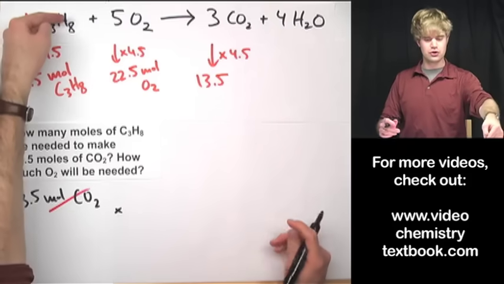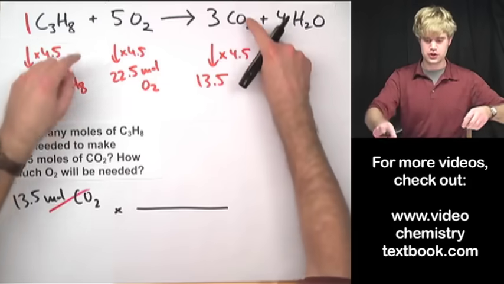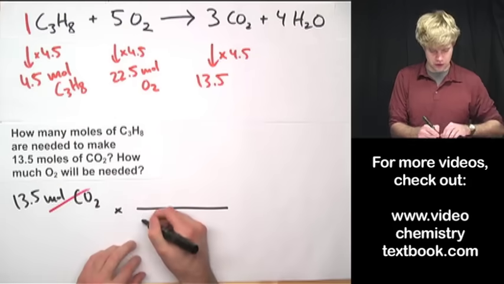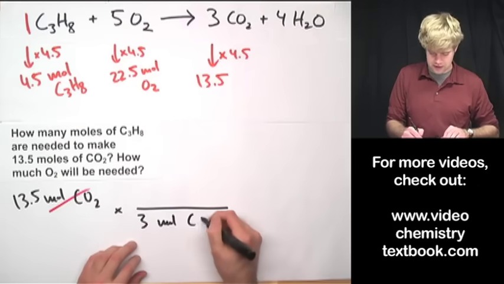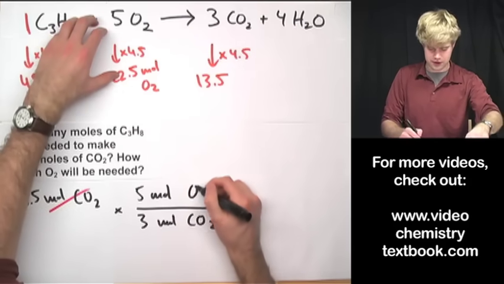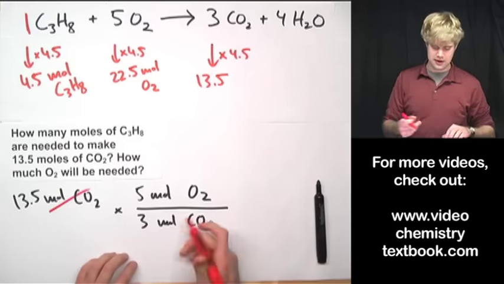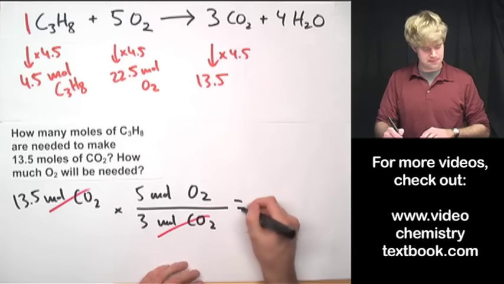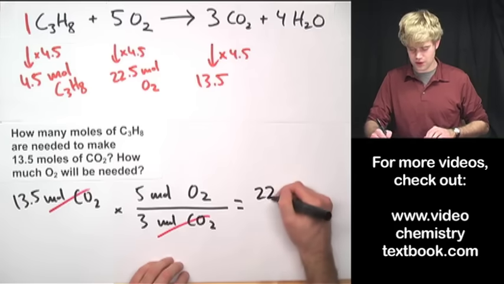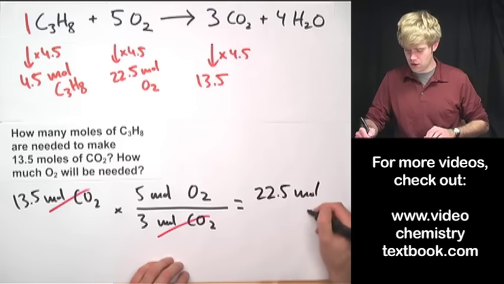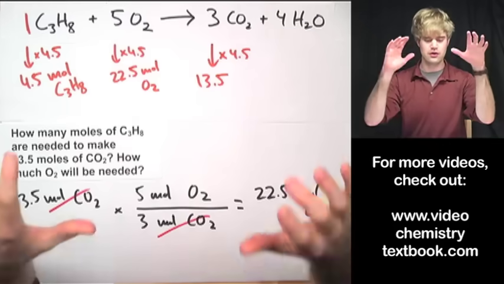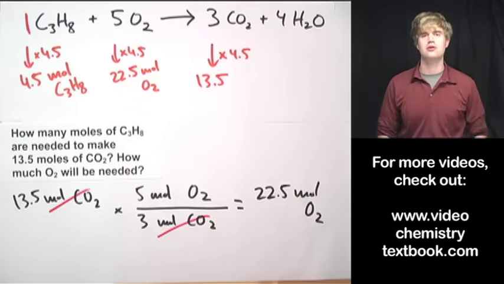Or to find out how much O2 I'm going to need, well, what is the relationship between CO2 and O2? It's 3 to 5. So 3 moles CO2 on the bottom and 5 moles of O2 on the top. These cancel out. 13.5 times 5 divided by 3 equals 22.5 moles O2. The same answer regardless of whether I do it the recipe method or the conversion factor method.